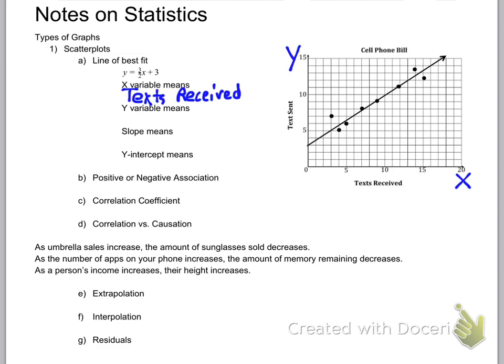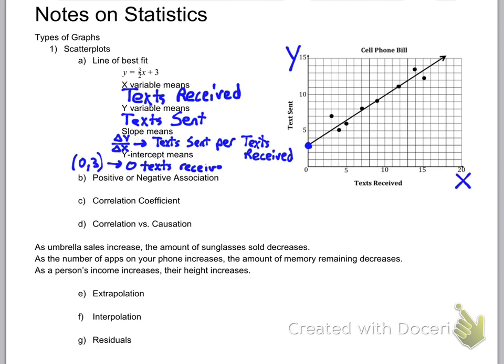The x variable means text received, because that is where the x-axis is labeled, and the y is text sent. So the slope here, which is 3/2, means delta y over delta x. So we can say the change in y, which is the change in text sent, divided by the change in text received. So you can write it like this: text sent per text received.